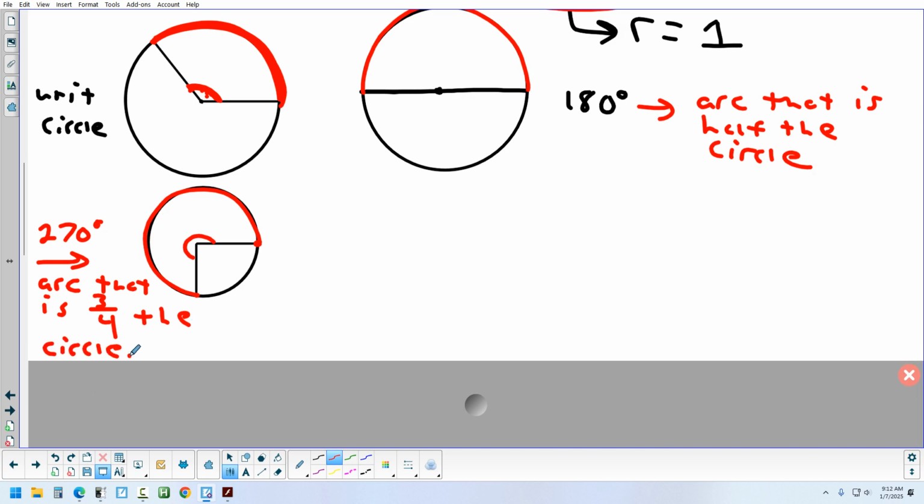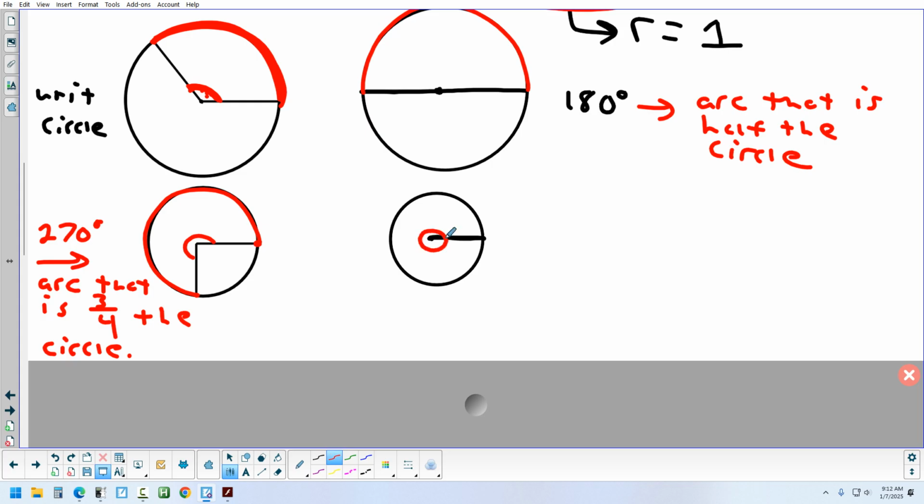All right, so now let's take it one more step. Draw one more. Let's make a circle, and let's put our initial side here and my terminal side right there.